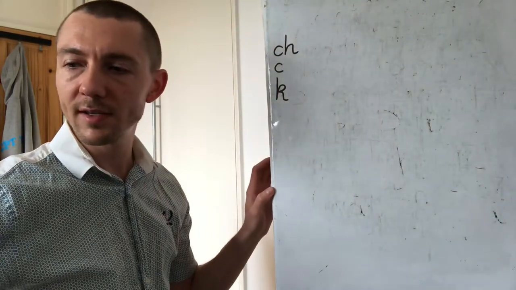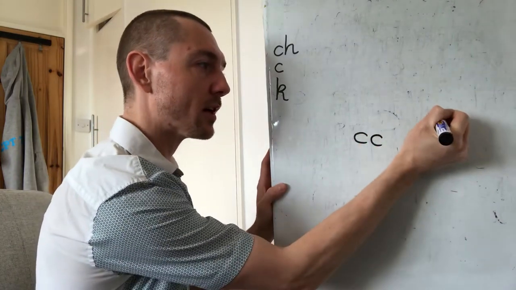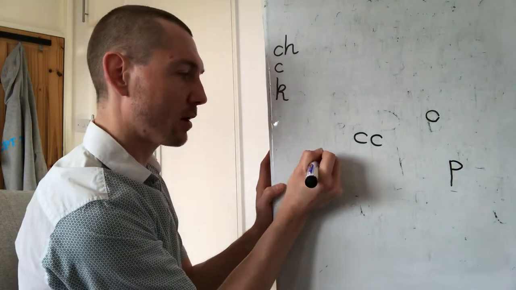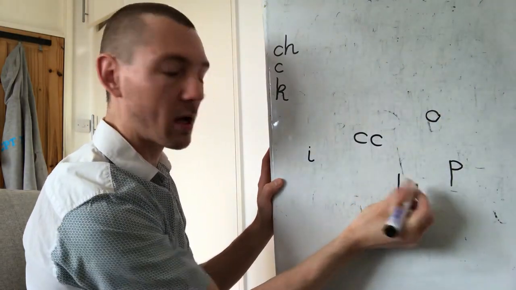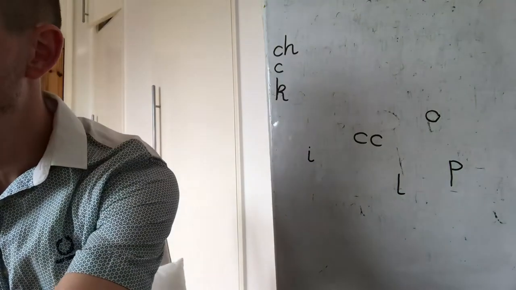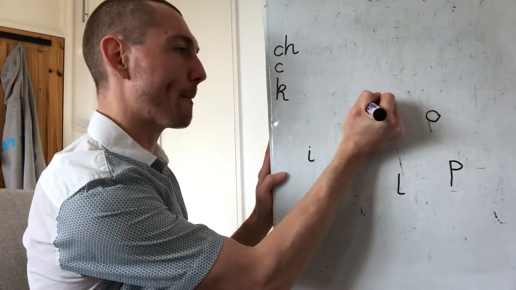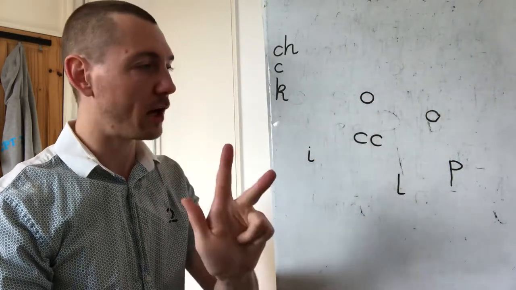You might have heard of this musical instrument. You might not have done. It's called a piccolo. A piccolo. And these are the sounds that you need to build the word piccolo. Three syllables again. Piccolo.